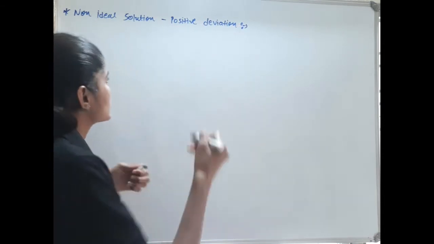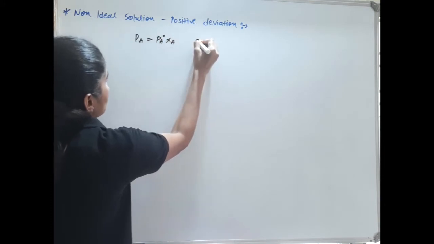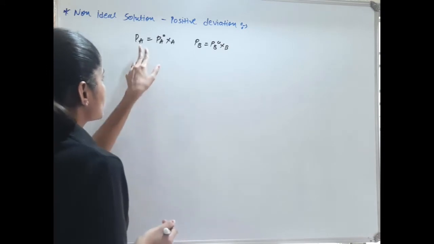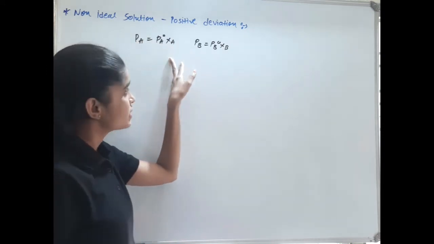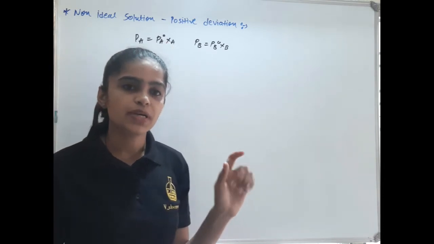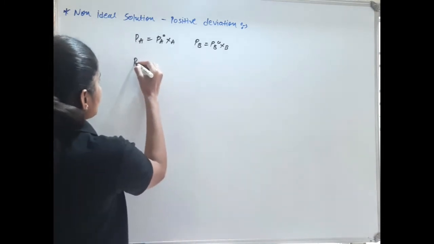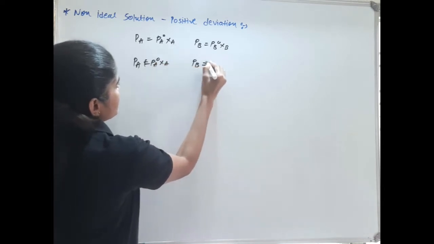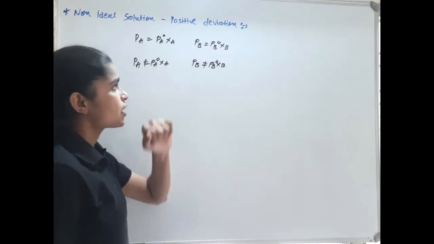So Raoult's law says that PA is equal to PA0 into XA and PB is equal to PB0 into XB. We know why this holds: because of the intermolecular interaction between A and B, or the solution is the same. But when PA is not equal to PA0 into XA and PB is not equal to PB0 into XB, this violates Raoult's law.